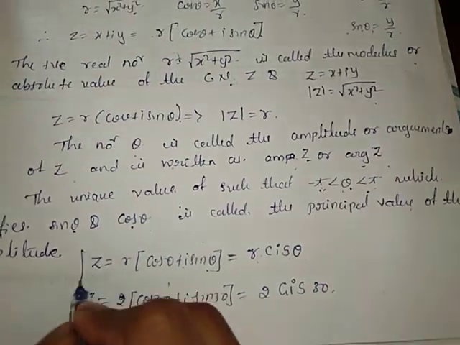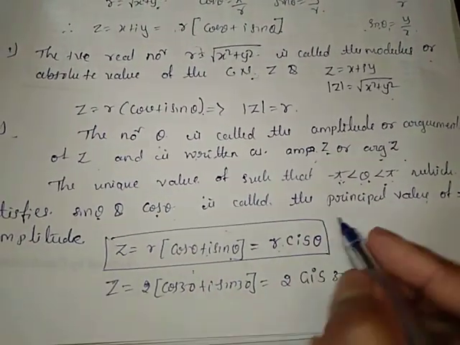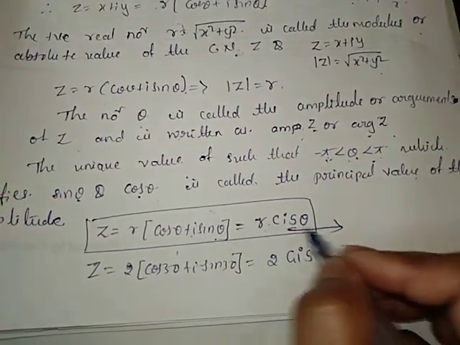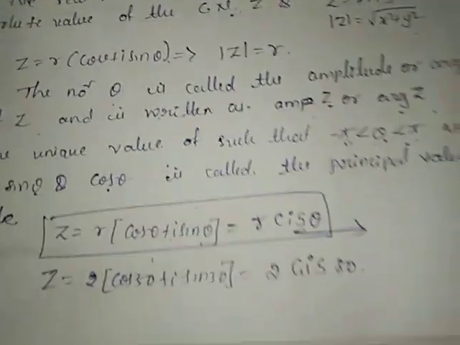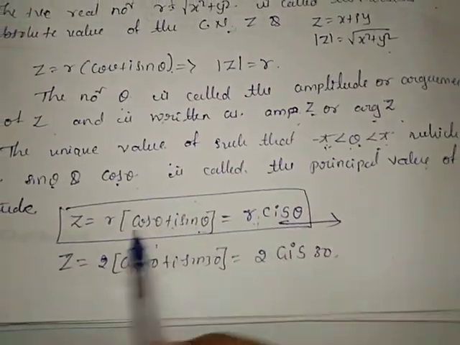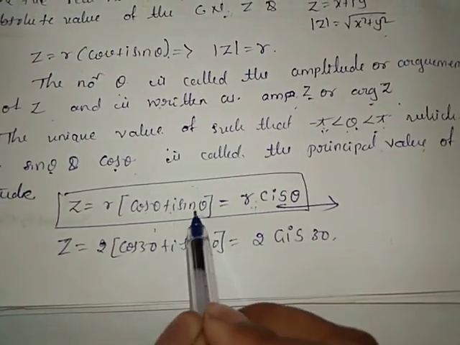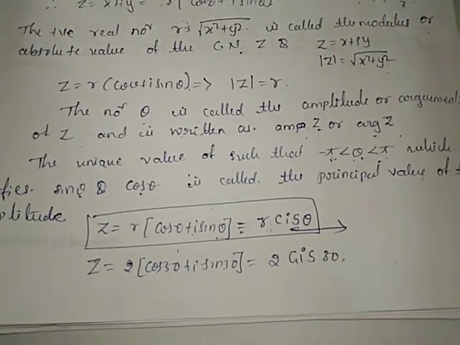Just please remember this part here. Going forward, we directly take r cis theta, like cis 30 or cis 45, just like that. So this is nothing but r into cos theta plus i sin theta.